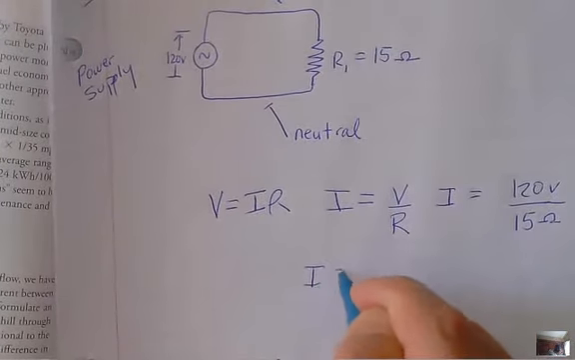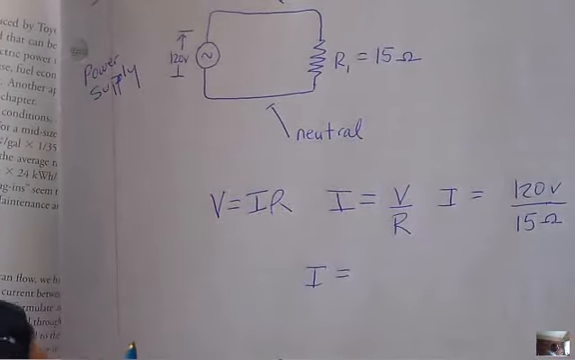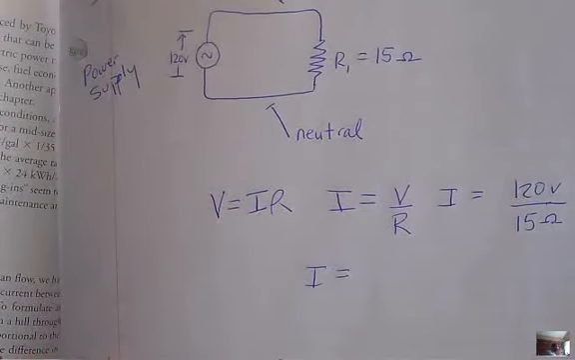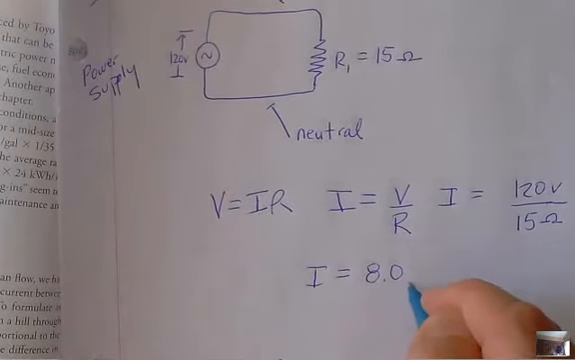And the current, 120 divided by 15 equals exactly 8. So this is an 8 amp toaster. That gives you the power of the toaster.